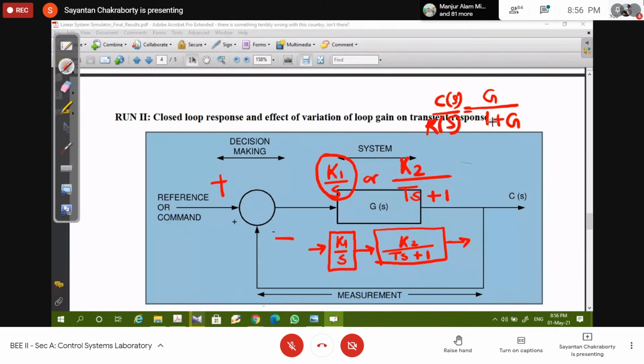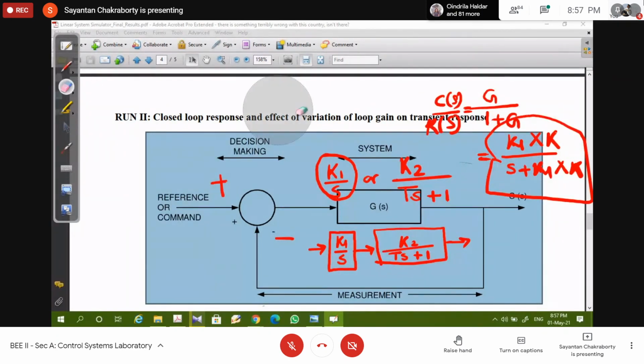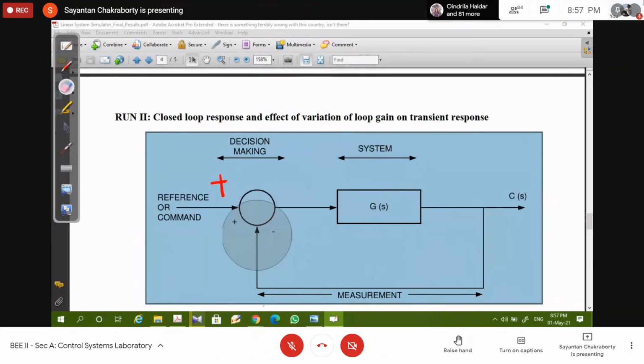So calculate that, it will be something like K1 by S, K1 by S plus 1, and we'll have a gain K. So it will be multiplied by gain K. What we'll do is change the value of gain K and see how the response changes. See what will happen if you change the value of gain K. And for this transfer function, I think I'll draw it on the drawing board. It will be much better.